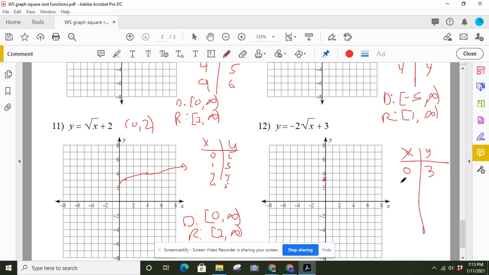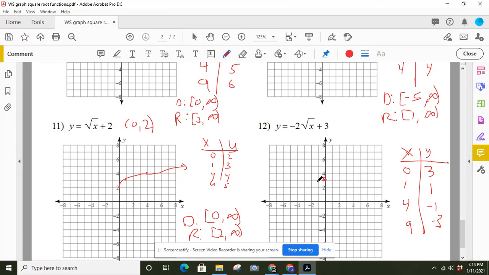Okay, so again, it's 1, 4, 9. Okay, and so now this is going to go down by 2. So 1, negative 1, negative 3. And let's just double check. If I plug in 9, right, square root of 9 is 3. 3 times negative 2 is negative 6. Negative 6 plus 3 is negative 3. All right, so that pattern is true.